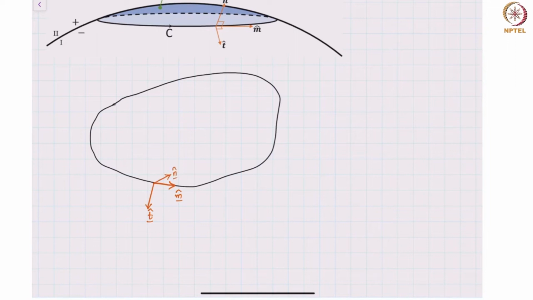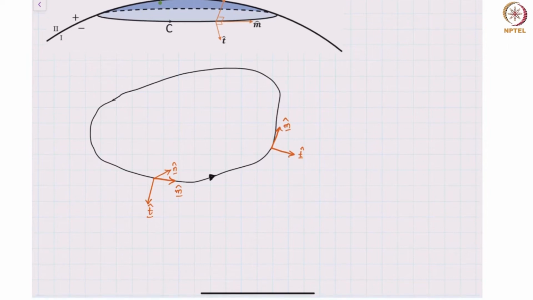And clearly, as you go along this contour C, the orientation of all these unit vectors change. For example, somewhere here, T would be outwards here, whereas M would be along in that direction. Okay, and N is perpendicular to the screen as you're looking down.